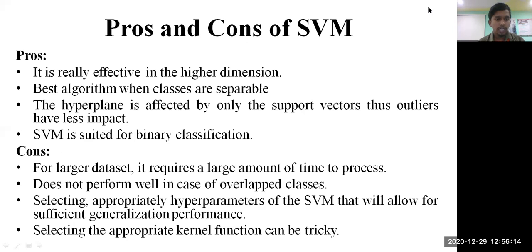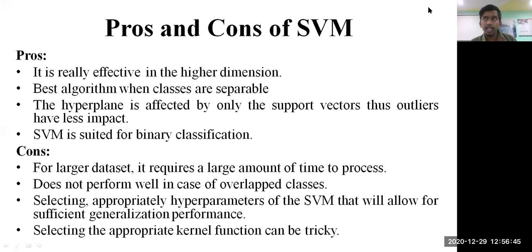Okay, so concluding with the pros and cons of SVM. SVM is really effective in higher dimensions. Whenever you are having higher samples of data which can be easily separated, then SVM is chosen. It is the best algorithm when classes are separable. If you are able to separate classes easily according to the given data points, then SVM is the best chosen algorithm. But if data points are grouped into a combination of various aspects, then SVM is not preferred.